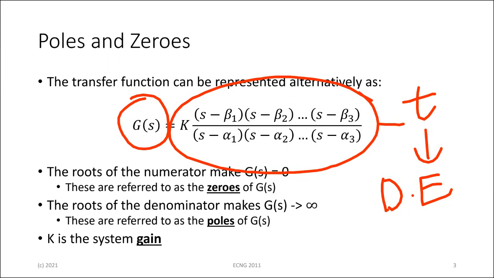And K is just a gain, it's a number. So K is the amplification of the system. It could be anything from negative to positive. All right? So we go across here.